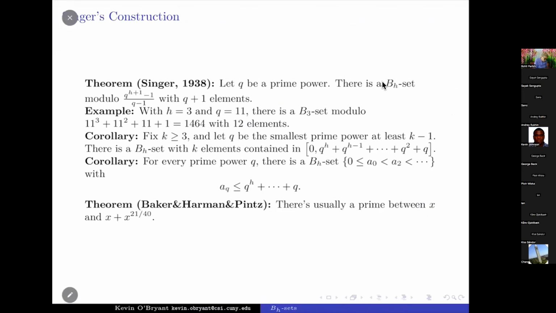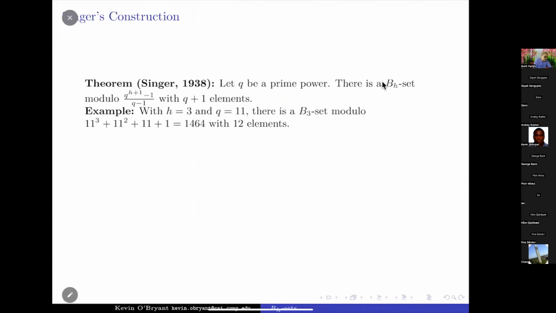There's something I'm not quite getting here. Let q be a prime power. There's a B sub H set, whose H is over here, in this statement. Of the example or the theorem? The theorem. So there is a B sub H set with H equal what? With any H that you want. Any positive integer, at least 2. Maybe it works with H equals 1 also. I see.